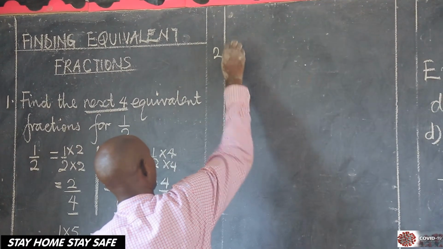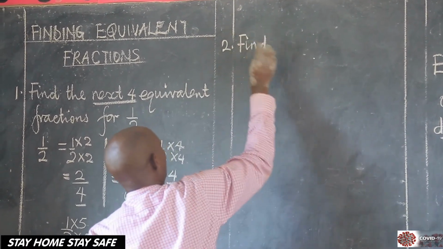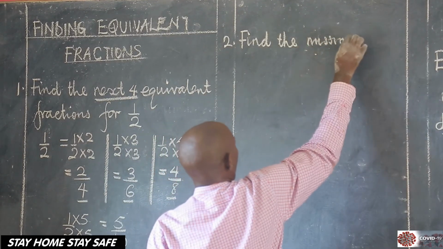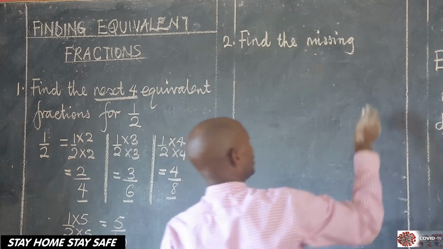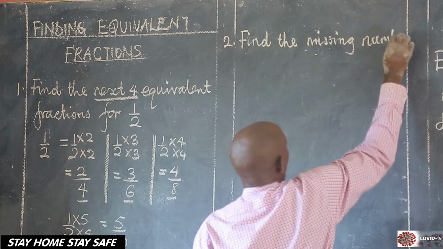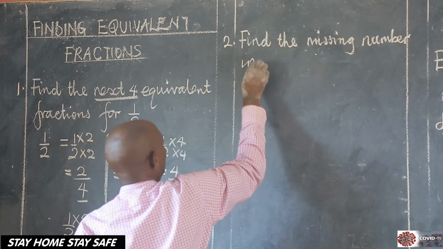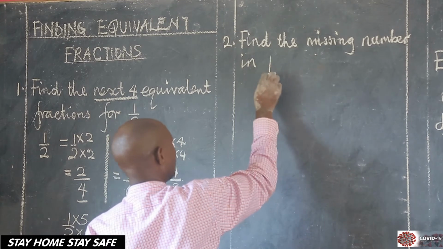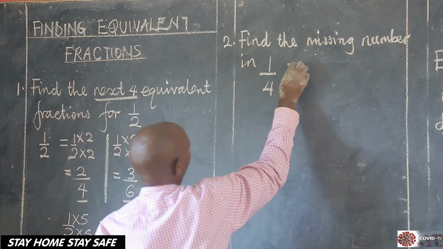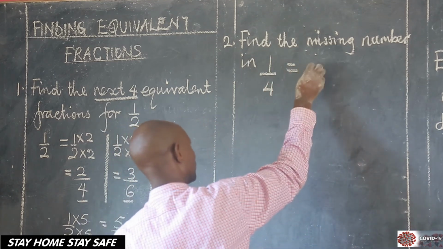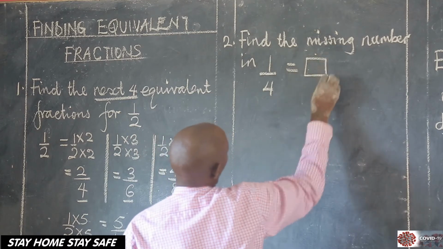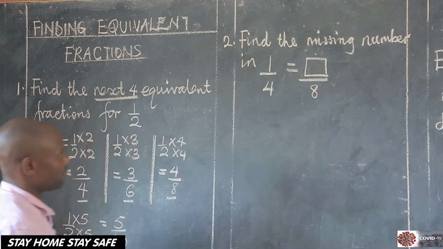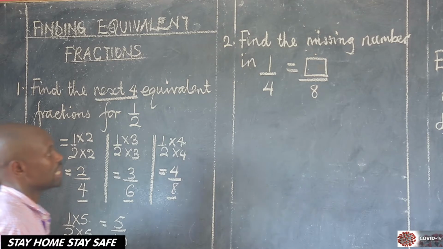Another example, find the missing number in, somebody may give you a half, let me write a quarter, is equal to a box out of 8. Find the missing number in that. A quarter is equal to a box out of 8.